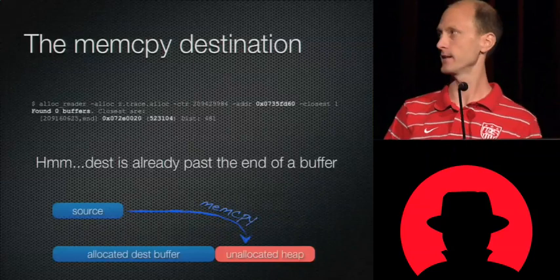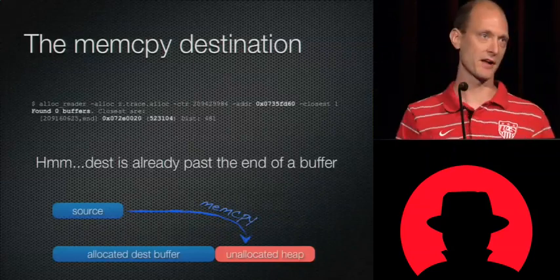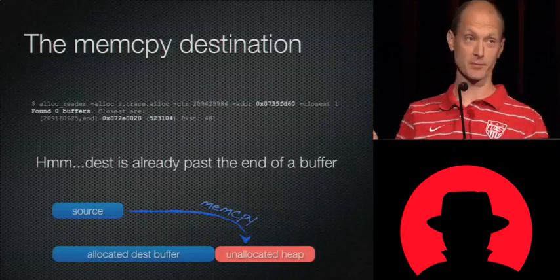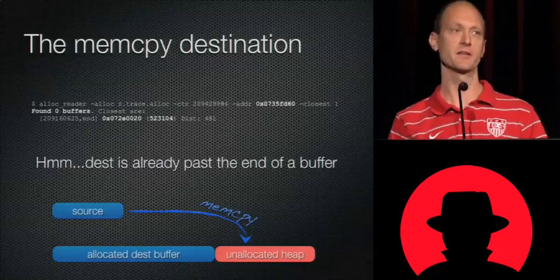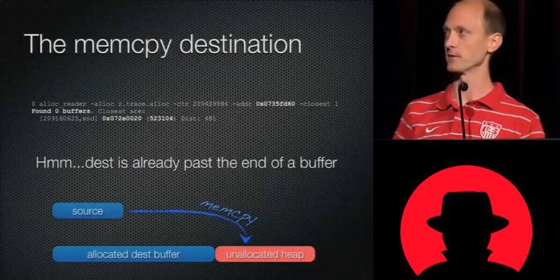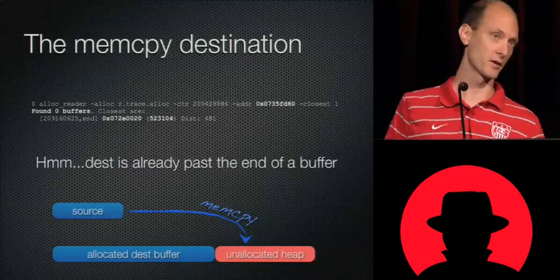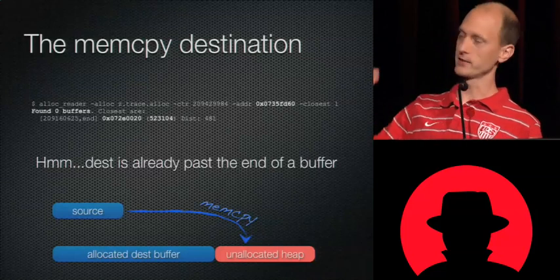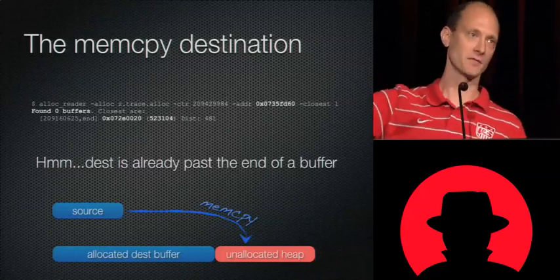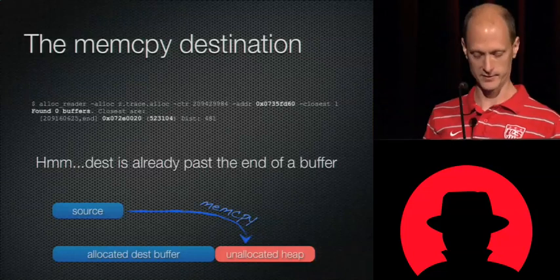Okay, what about the destination? Well, I can do the same thing. I use Alloc Reader, plug in the destination address, except this time it comes back with something a little different. It says, yeah, this address you're giving me, that wasn't inside of an allocated buffer. It was close to this other allocated buffer, though. And so it turns out, if you look, we're actually starting to write already past the end of a buffer that they intended us to write in this bug.